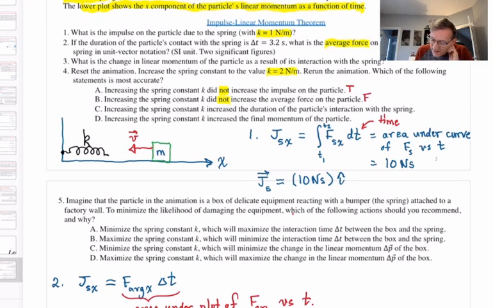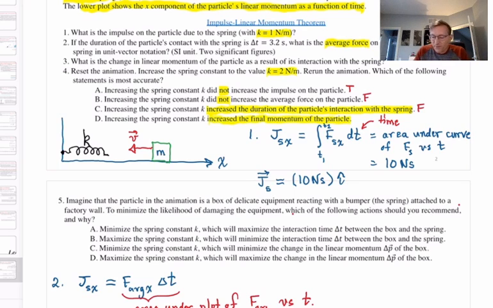Increasing the spring constant K increased the duration of the particle's interaction with the spring. Did the collision last longer? No, we already noted it lasted less time. It decreased the duration of the particle's interaction with the spring. False. D, increasing the spring constant K increased the final momentum of the particle.